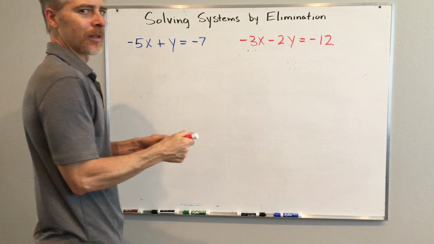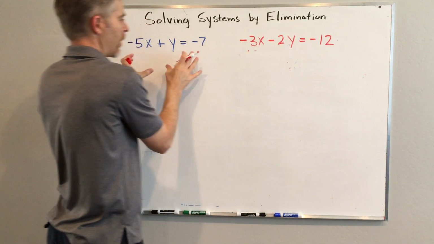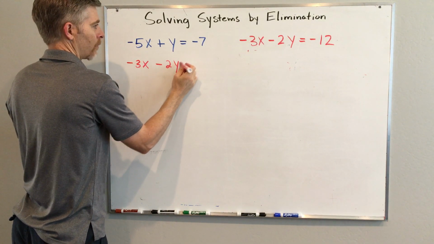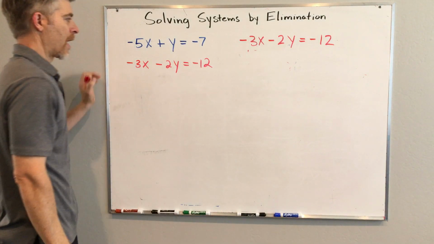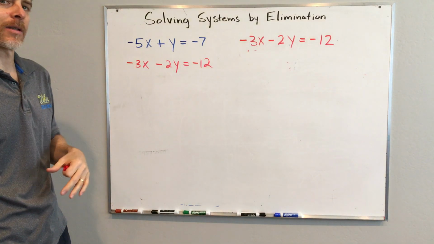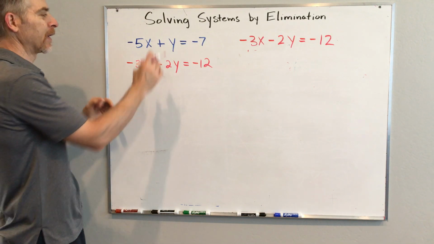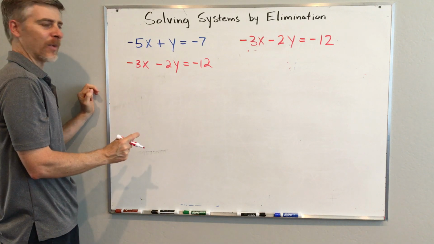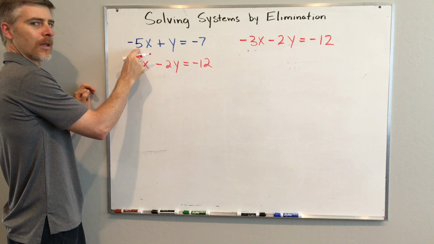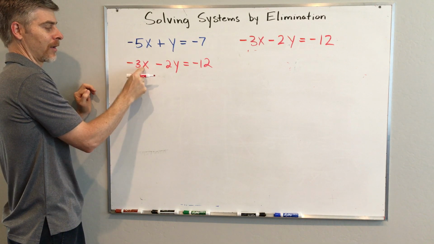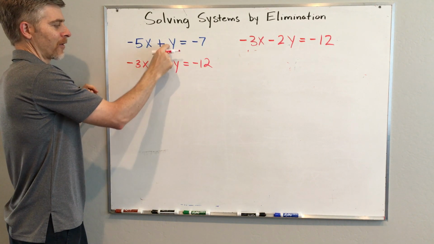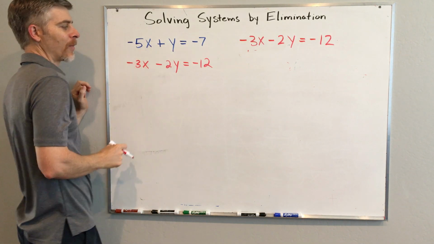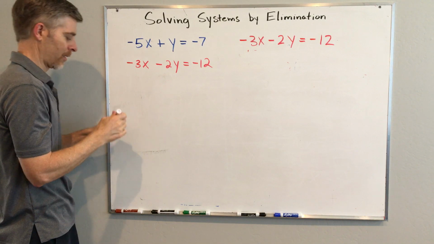Okay, so remember the elimination method, we put the two equations underneath each other. And we add the two equations together. And hopefully one of the variables will eliminate. Well, it doesn't look like that's going to happen because none of the coefficients, the number in front of the variable, none of them match. So I'm going to have to change one of my equations so that I get a match.